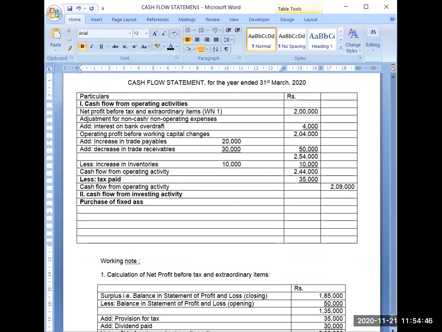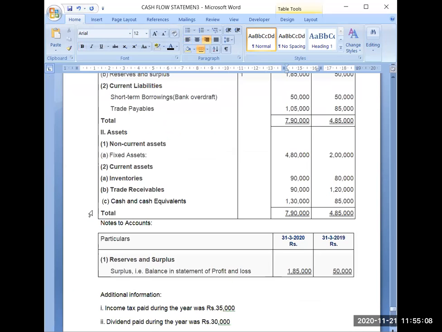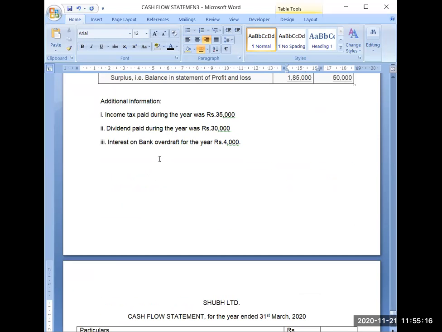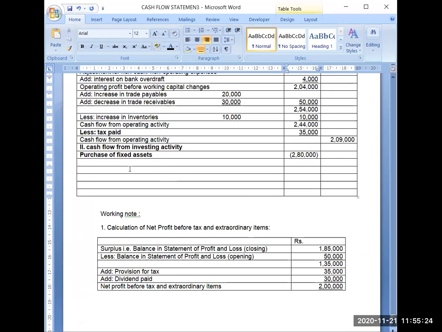We can show the working note also. We can prepare the fixed assets account for showing this calculation. And the amount is 2,80,000. Because it is purchase, it will be an outflow, 2,80,000. And because there is no other investment, no other fixed asset, and no information is given about non-current assets, investing activity is already over. Sometimes you can have some clue for investing activity, but that is also not given here. So my investing activity is completed.